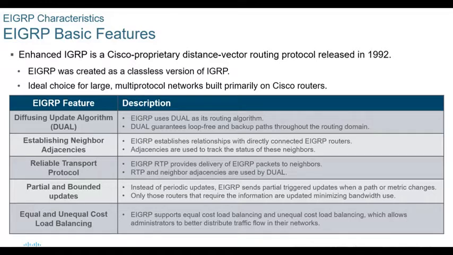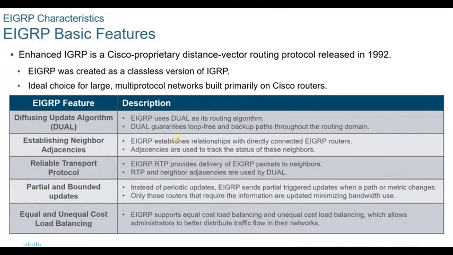The term bounded updates refers to the propagation of partial updates that are sent only to those routers that the network change affects. The advantage of that is we can minimize the bandwidth that is required to send EIGRP updates.